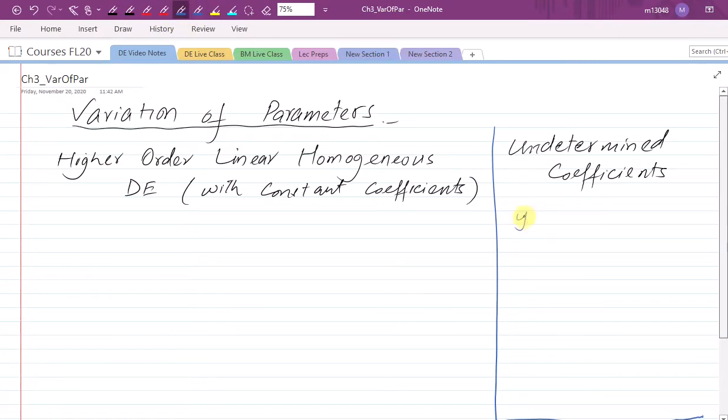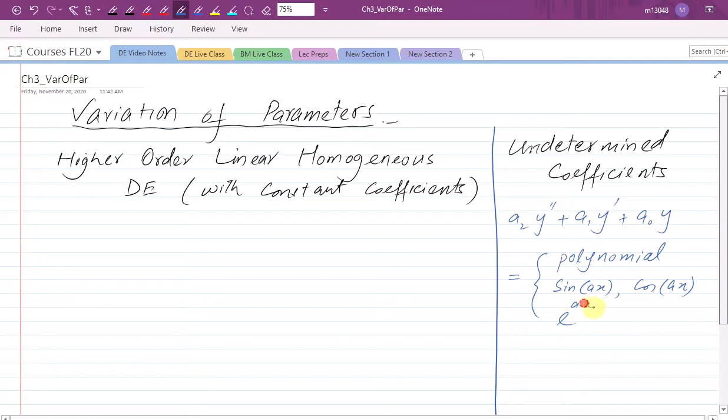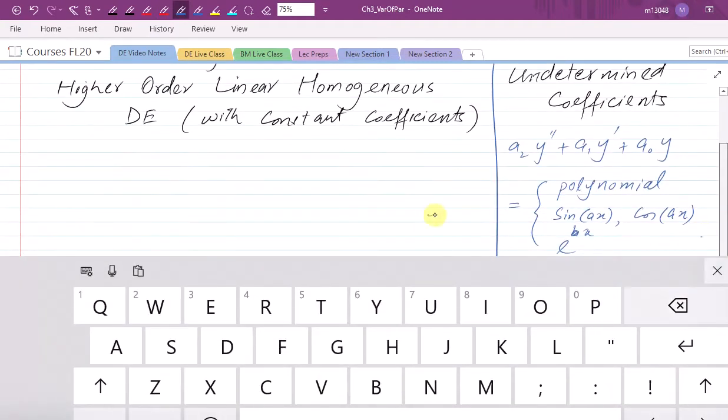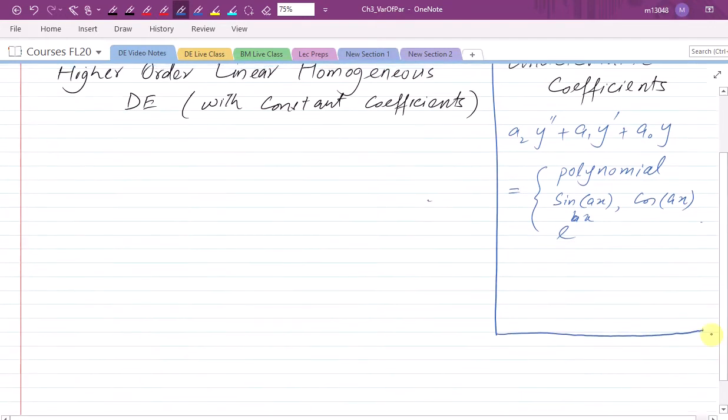In undetermined coefficients, let's say our equation is a2 y double prime plus a1 y prime plus a0 y equals, and here we have g of x. The choice of g of x in undetermined coefficients is a polynomial, sine ax or cosine ax, and e power ax or bx. Undetermined coefficients can solve only these three kinds of functions.